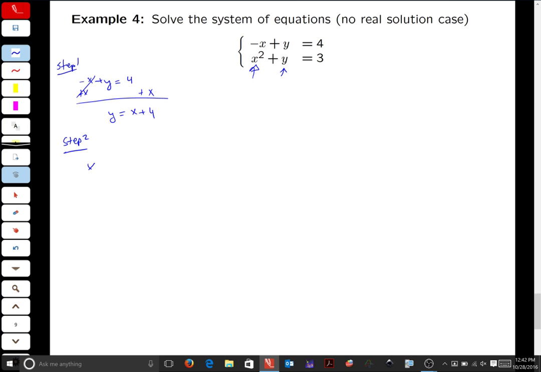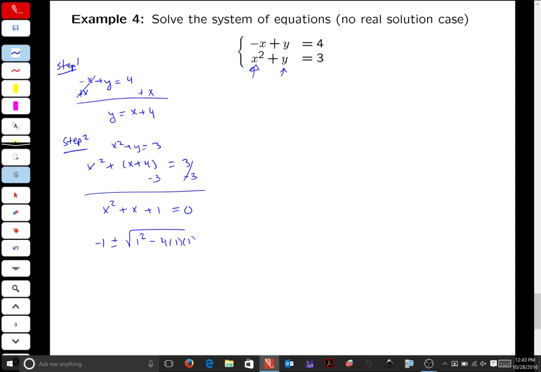And we're going to have x squared plus x plus 4 equals 3. So subtract the 3, and you get x squared plus x plus 1 is equal to 0. I know I can't factor that, so let's go straight to the quadratic formula. That's minus 1 plus or minus the square root of b squared, which is 1, minus 4 times a, which is 1, times c, which is 1, all over 2 times 1.